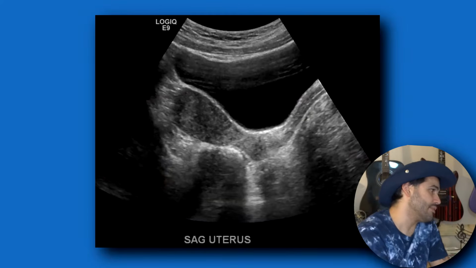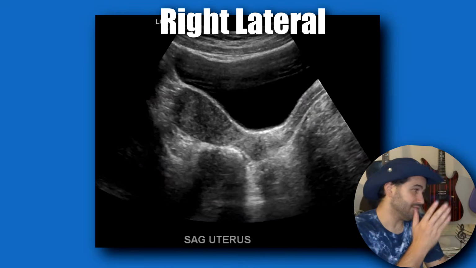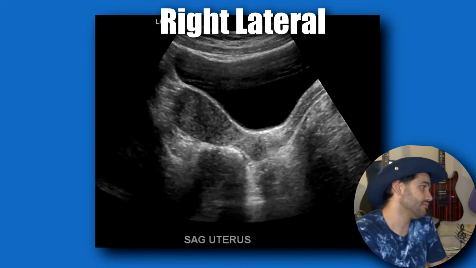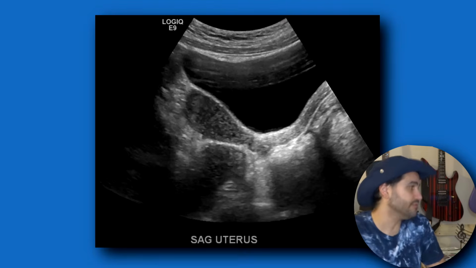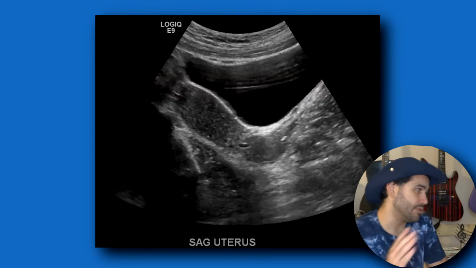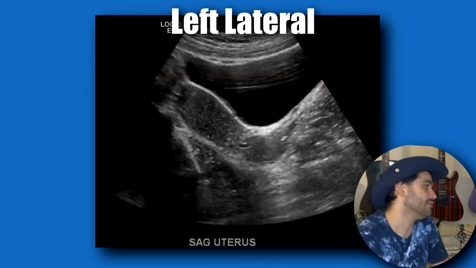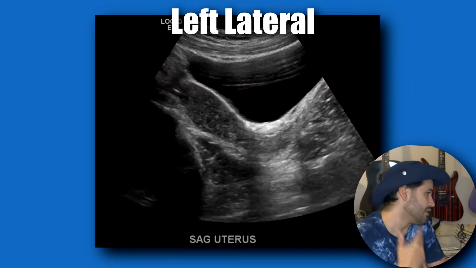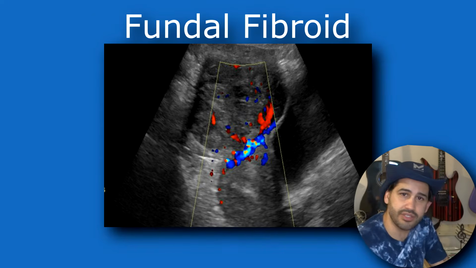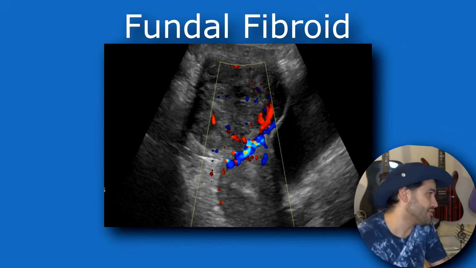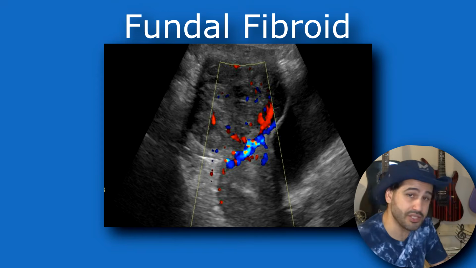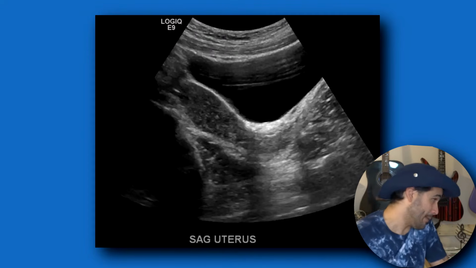Okay, so once I'm done with that, I want to angle to the right lateral, and then a little further to the right lateral. And then when I'm done with that, I go to the left lateral, and then a little further lateral. Always want to check for fibroids, look at the myometrium, make sure that that myometrium is homogeneous, that they don't have any adenomyosis.